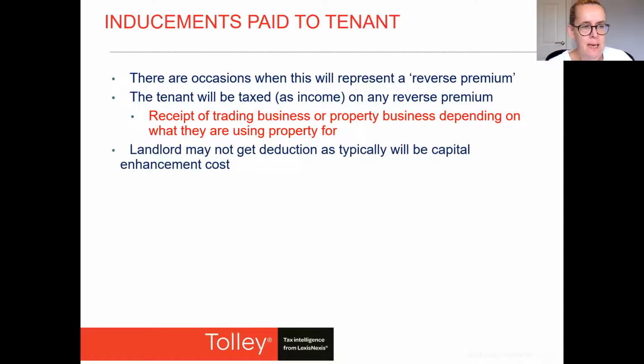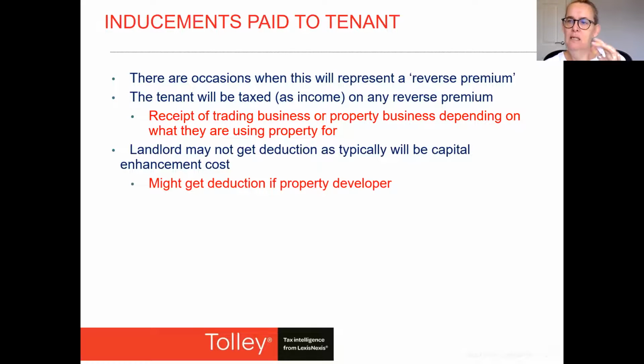The landlord is not typically going to get a deduction for the payment of that reverse premium because it will be a capital enhancement cost. So if you have a property and you pay a premium for somebody to occupy it, that is going to be enhancement expenditure for capital gains purposes, because your property is likely to be more valuable if you have got a sitting tenant. If you're a property developer giving someone an incentive to become a tenant in your property, then you might get a deduction in computing the profits. Then again, it is going to be a potential problem.